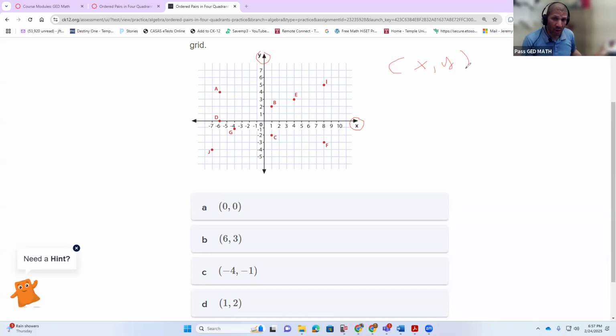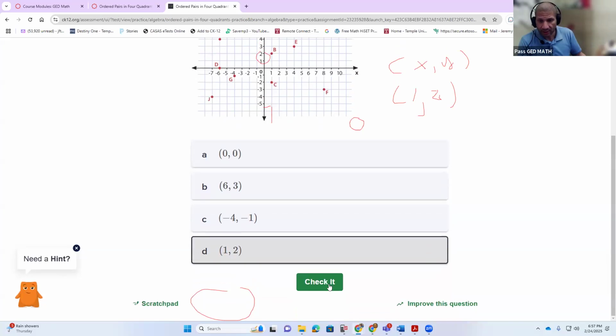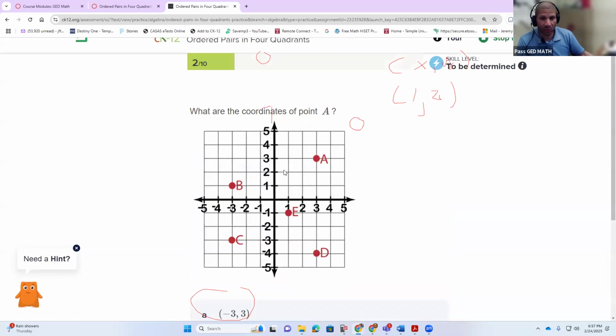I need 2. So point B would be what? If I go down to my x, 1, over to my y, 2. So point B will be 1, 2, which would be D. That's it, guaranteed question. And that's all you have to do. On something like this, you would pick D, check it, I'm right, next question.